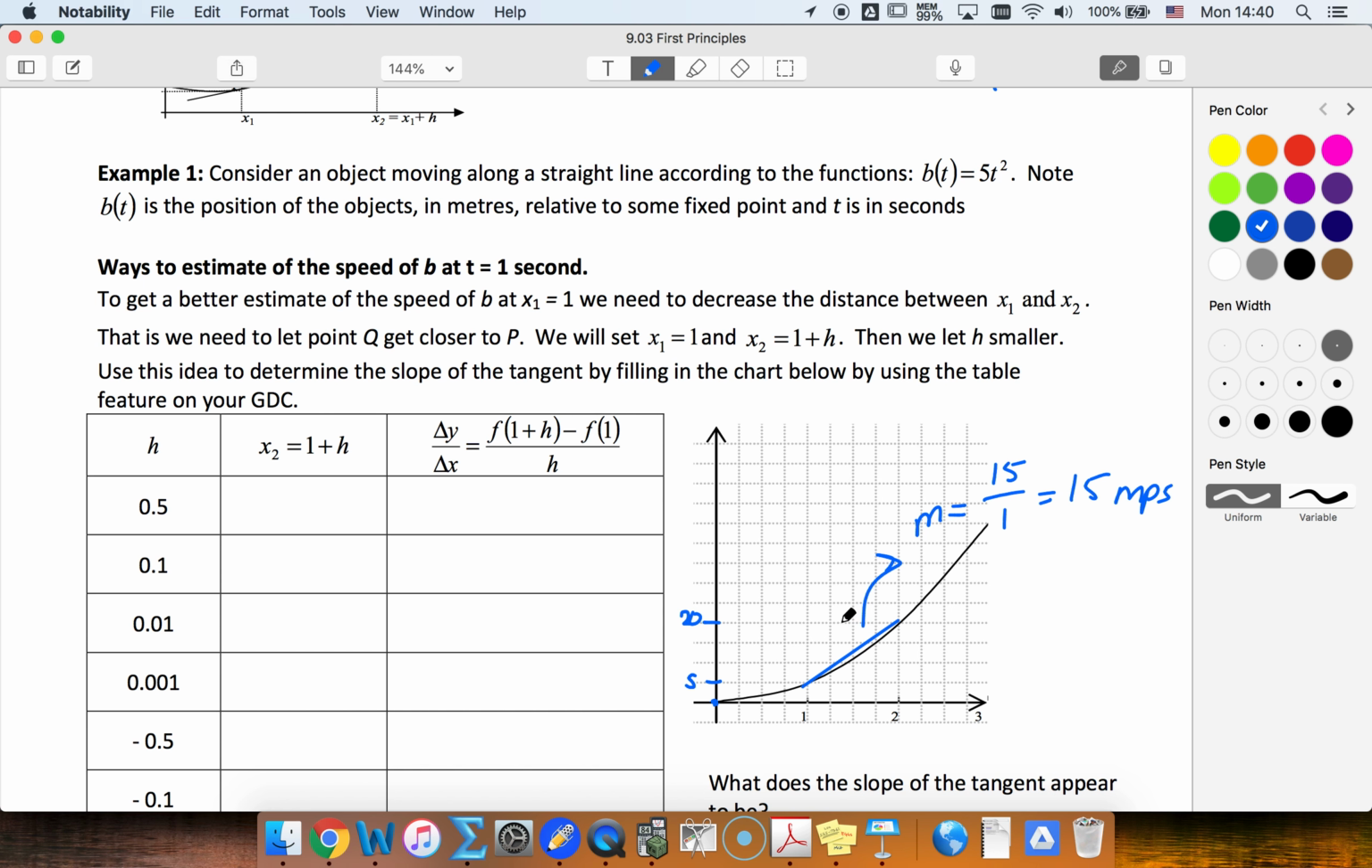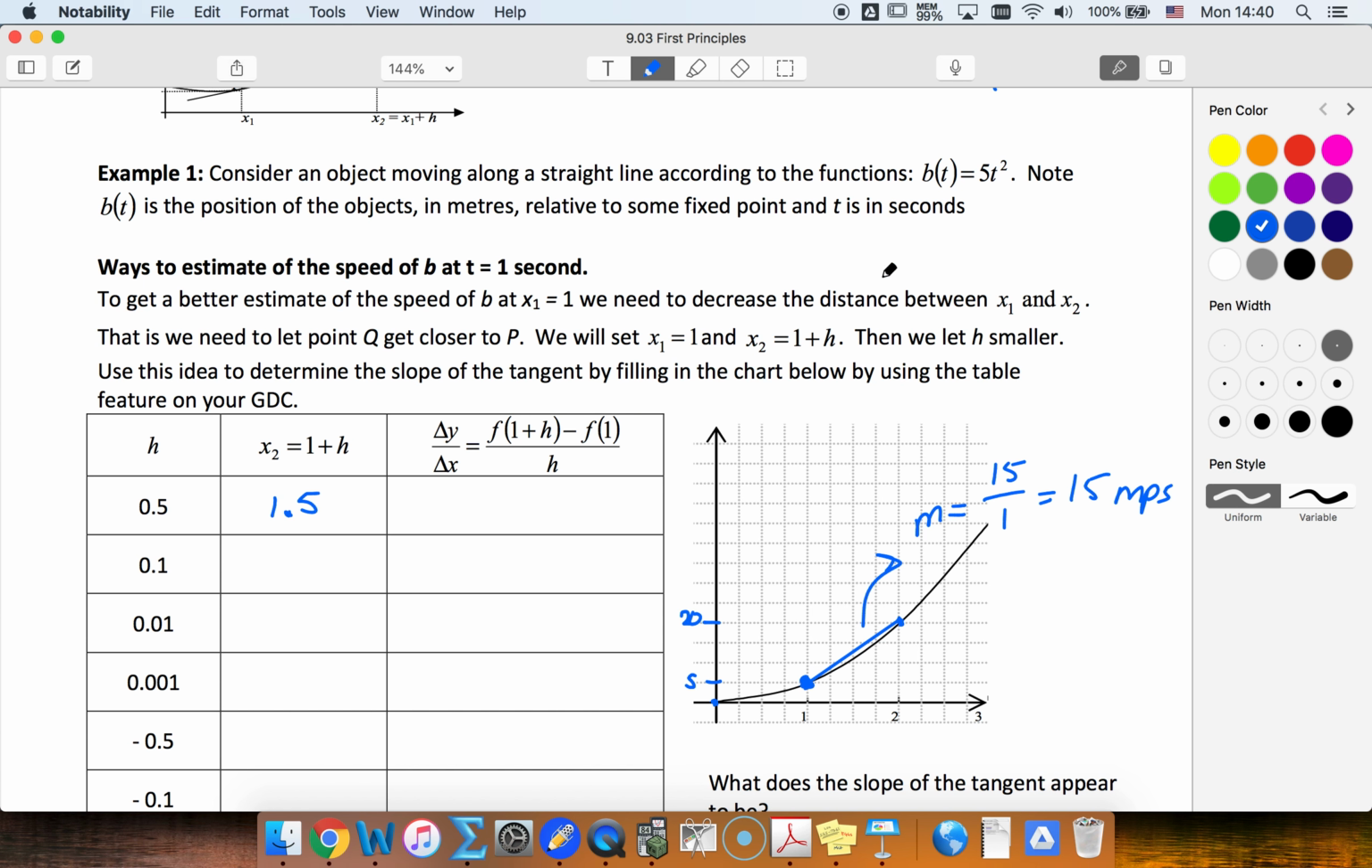But we can see that we're getting faster as we move along. So our speed right at 1 is not actually 15 meters per second. So if we bring our second point closer to the 1, I'm going to get more and more accurate values for the speed. So that's what we're doing here. So if our h value is going to be the distance that we are away from this point that we care about, which is 1, then I can find new slopes. So my x2 value in this case would be 1.5.